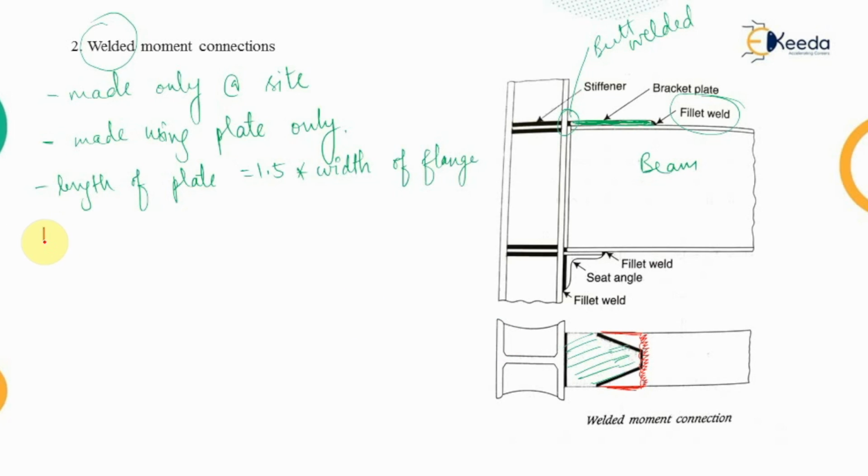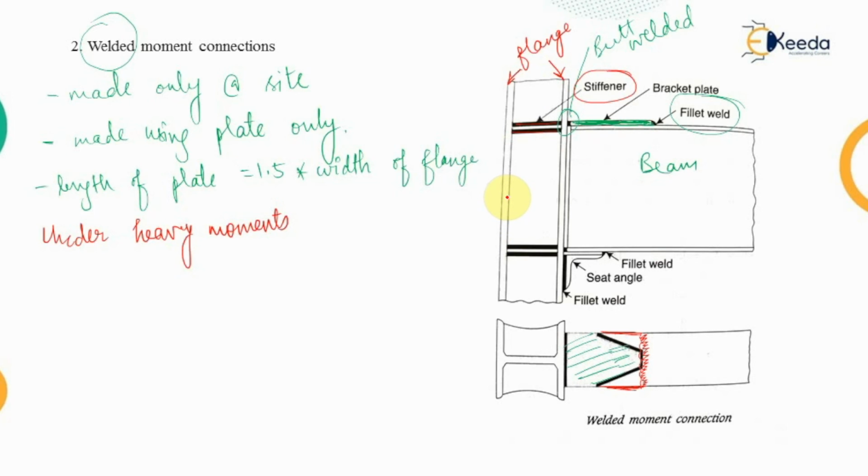Now under heavy moments, as we have discussed in the case of the bolted connection, in the welded moment connection the flanges of the column, that is these portions of the column, will try to buckle, and because of that the moment capacity of this section will be reduced. Therefore, to check this, we provide stiffening plates between the two flanges, and these are known as the stiffeners for the column.